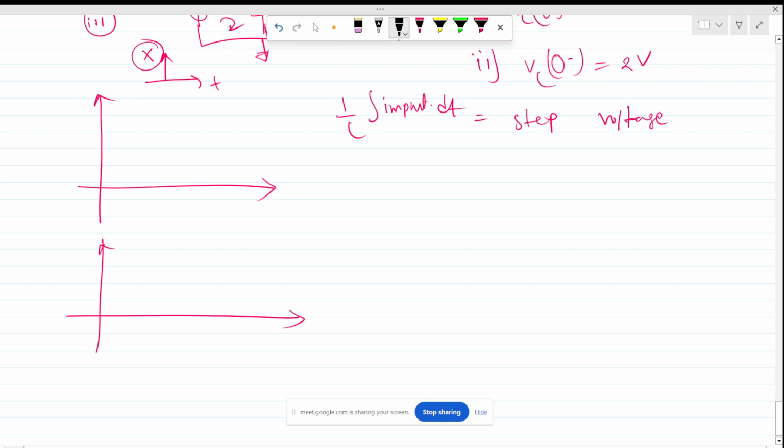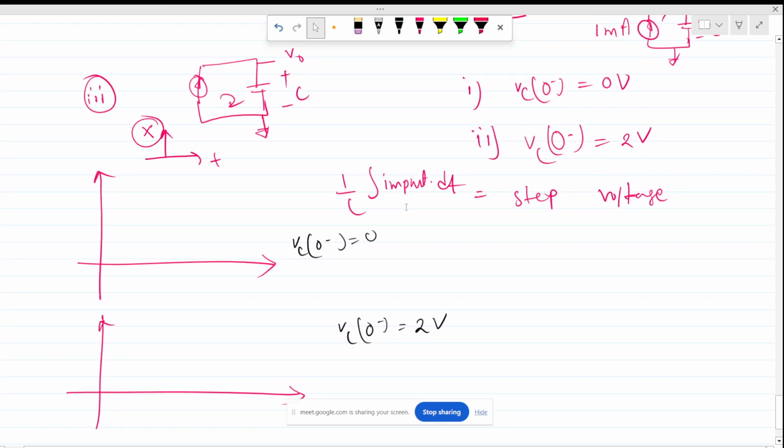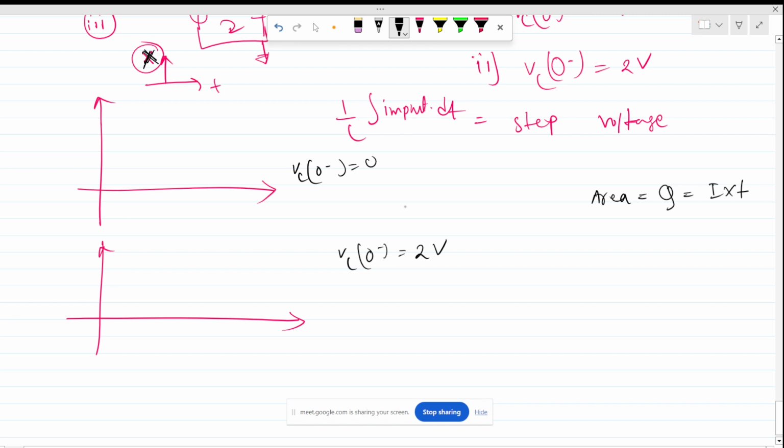So the first case was Vc of 0 minus equal to 0 volt, and the second case is Vc of 0 minus equal to 2 volt. What will be the voltage, and how do we represent this x? This is area, right? Area means Q, and Q is nothing but I into t. So it will start from 0 to a certain voltage, and it will look like a step output, right?